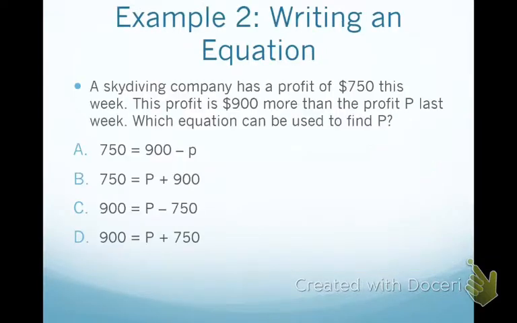Okay, example 2. We need to look at a few things from example 2. In your homework, they word this a little different, not necessarily in a word problem. So we need to go over some of your keywords for your operations. Let's read the problem first, though. It says a skydiving company has a profit of $750 this week. This profit is $900 more than the profit last week. Which equation can be used to find P, or find profit?